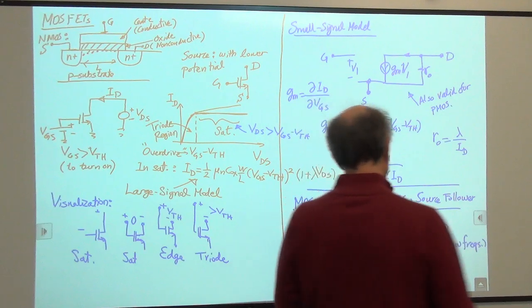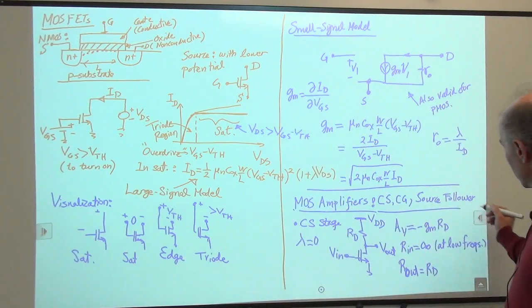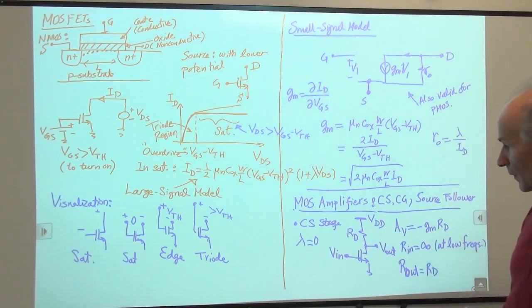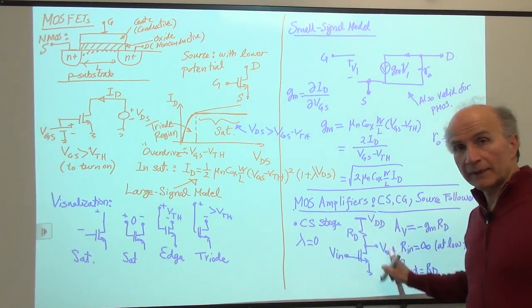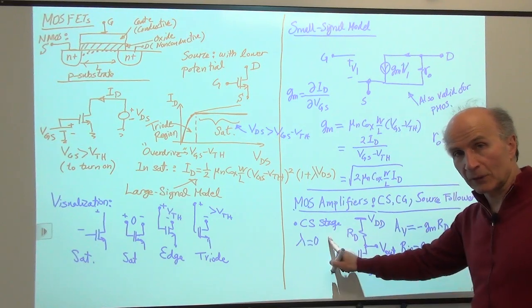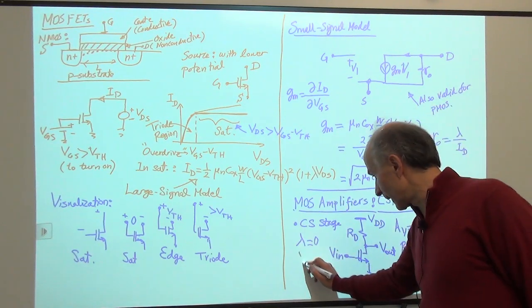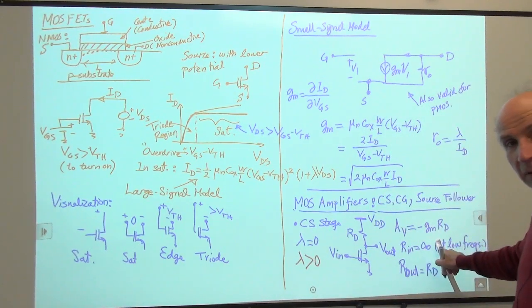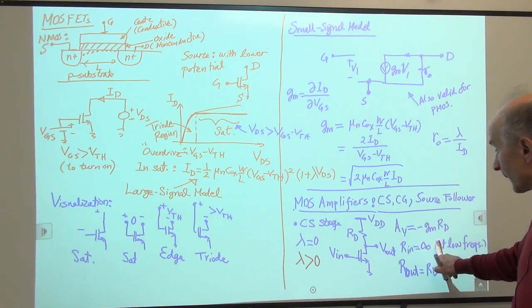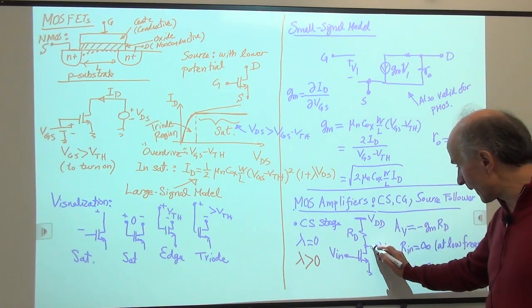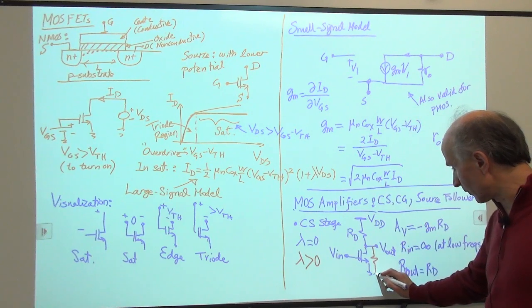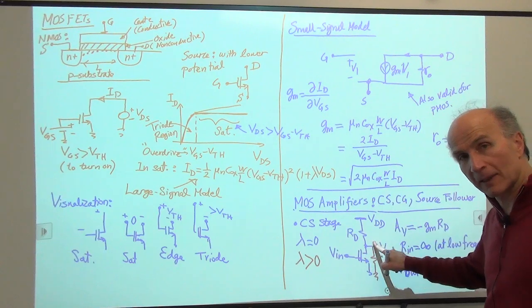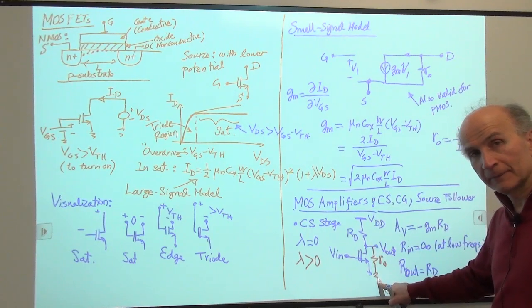But let me try to make things a little more interesting. All the blue writing here corresponds to the case of lambda equals 0. So I'm going to switch to red and say lambda is not 0, and I would like to see what happens here. It should be easy, right? All that happens in the small signal model is that there's an RO going to ground. So I have taken this out of the model and explicitly drawn it here.